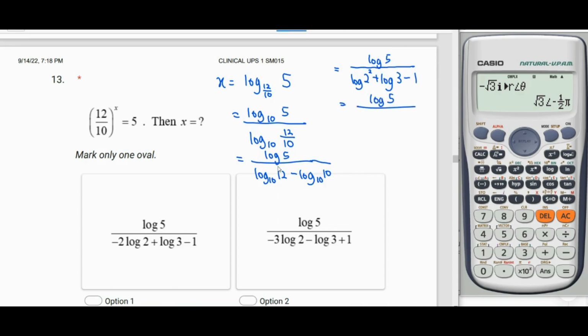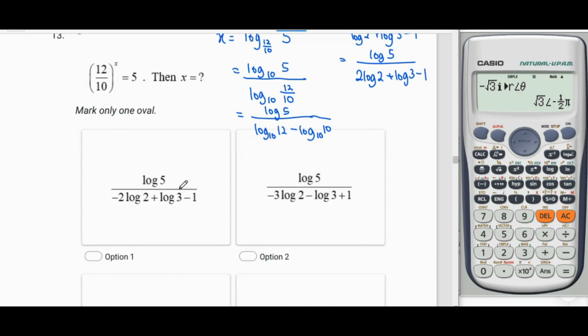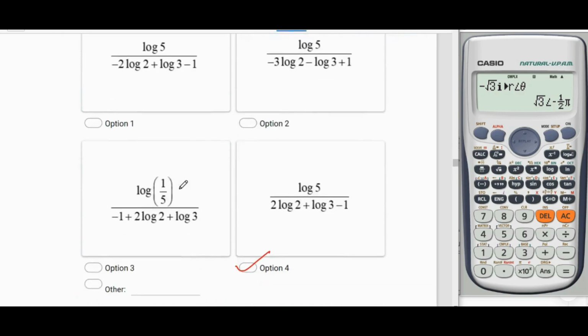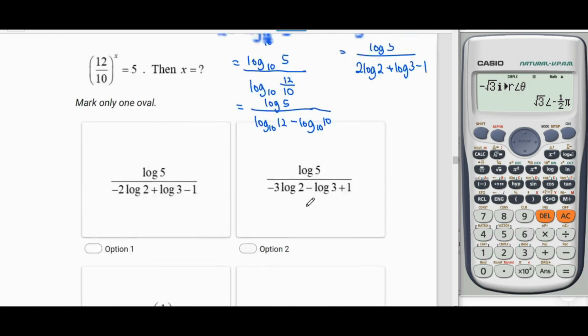So finally, the power of 2 we can simplify. So here will be our answer.